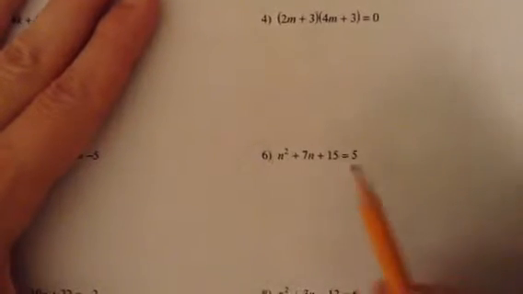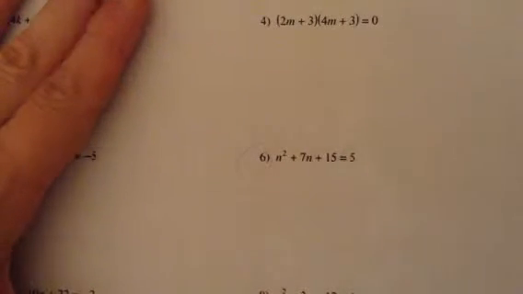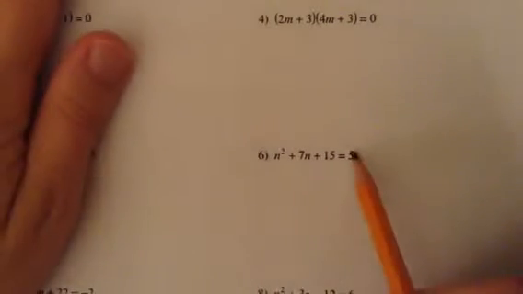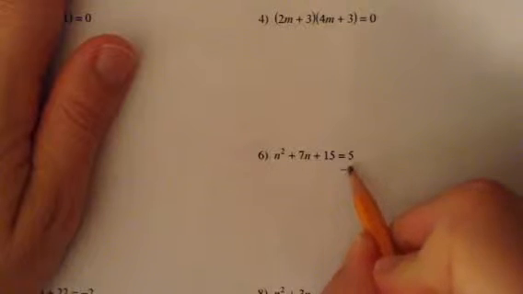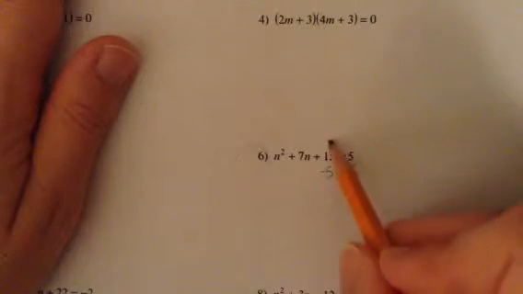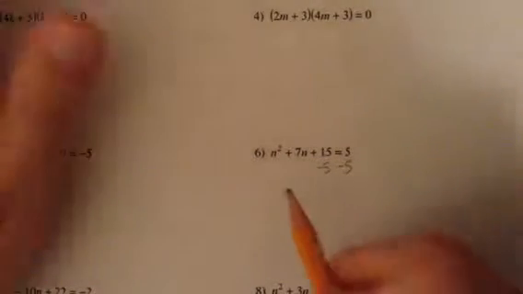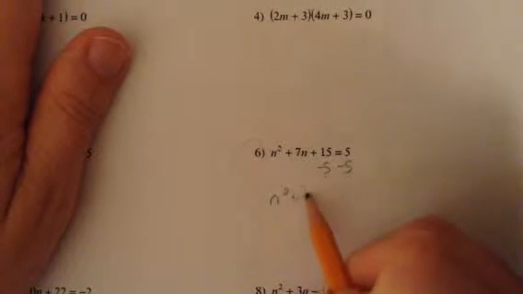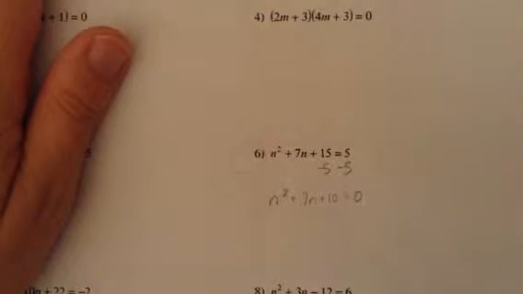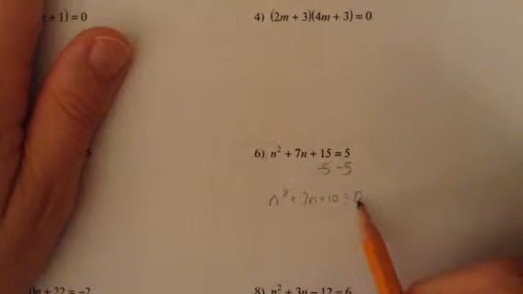So problem number 6, first step: I don't have a quadratic equation equal to 0. If you want to solve by factoring, you're using the zero product property. You need the equation to be equal to 0 first. So I'm going to get this equal to 0. If I take 5 away from this side and I take 5 away from that side, I've left the equation balanced. So now I have a quadratic equation that's equal to 0.